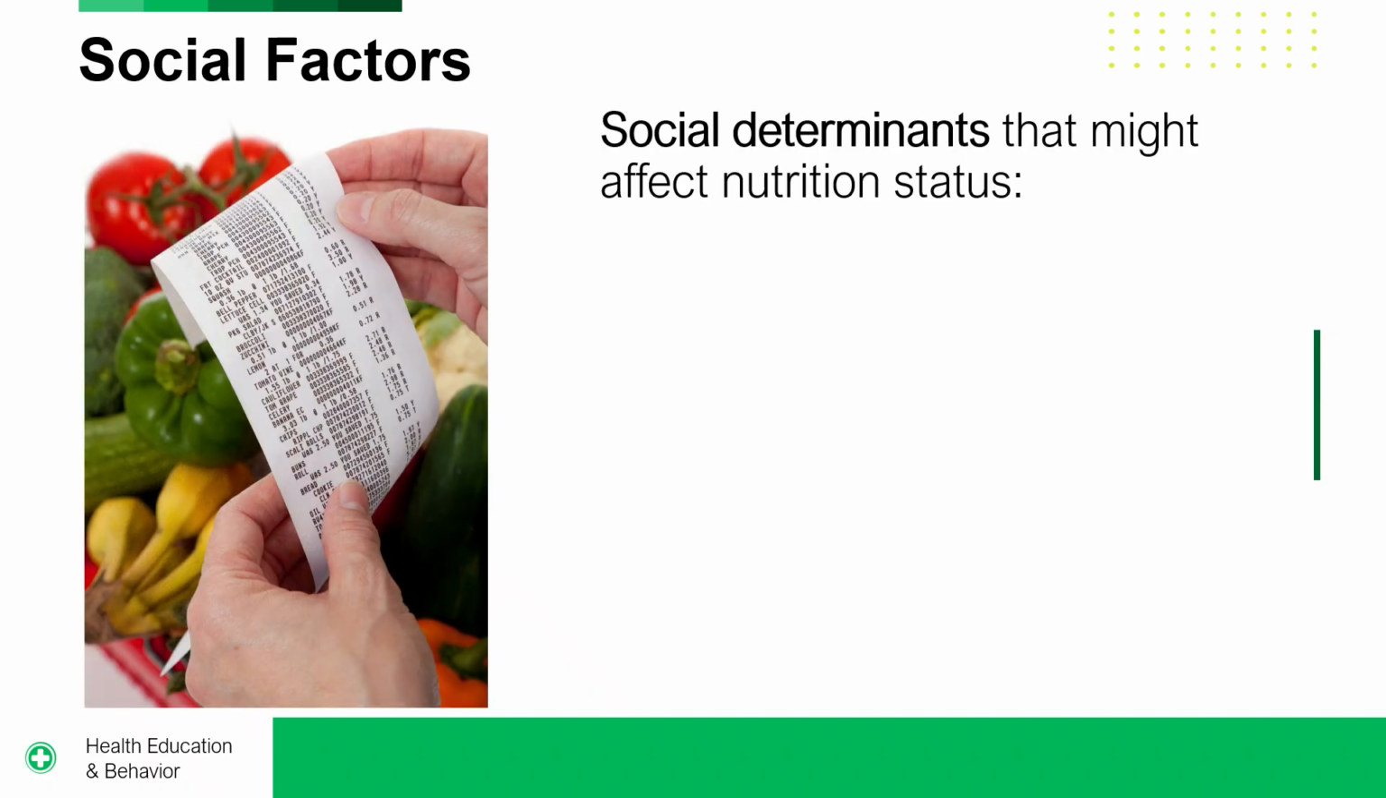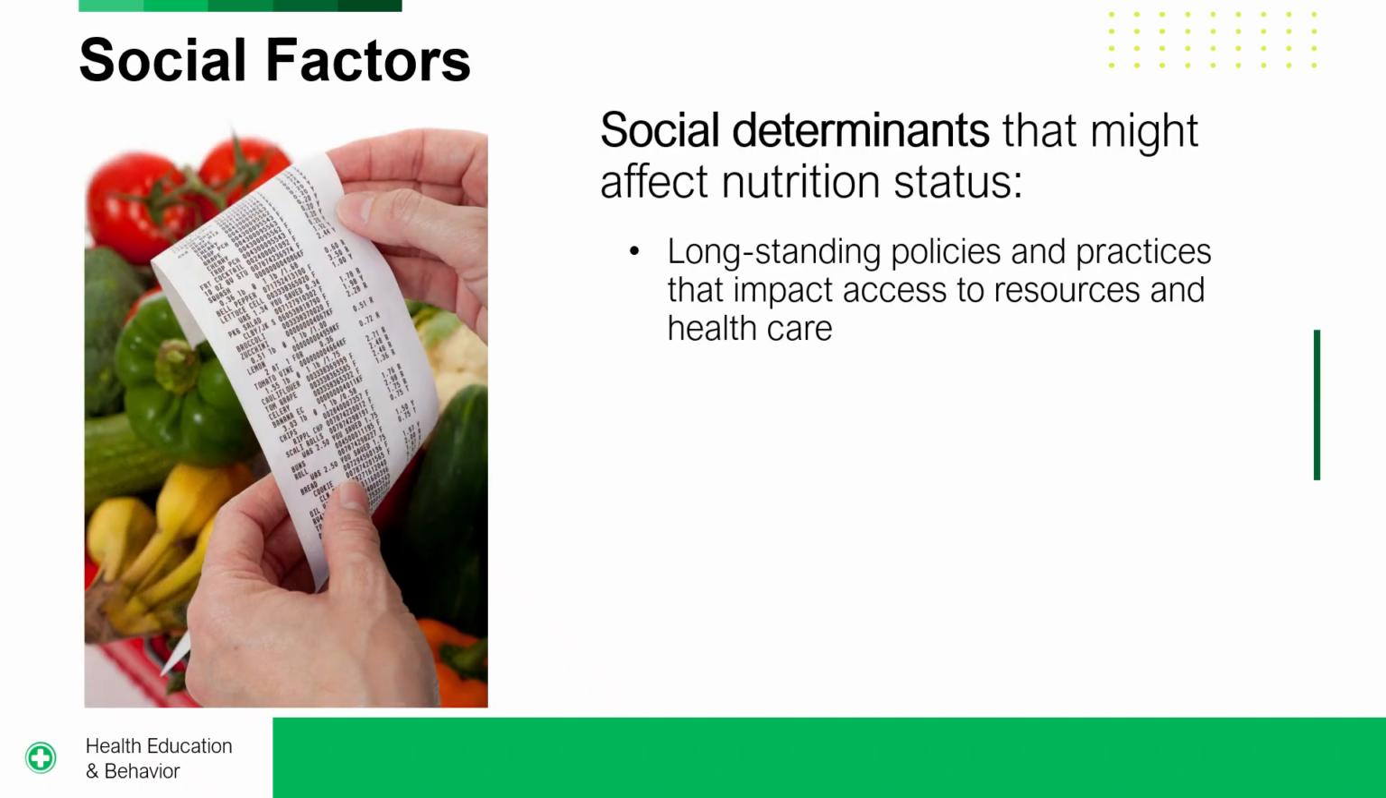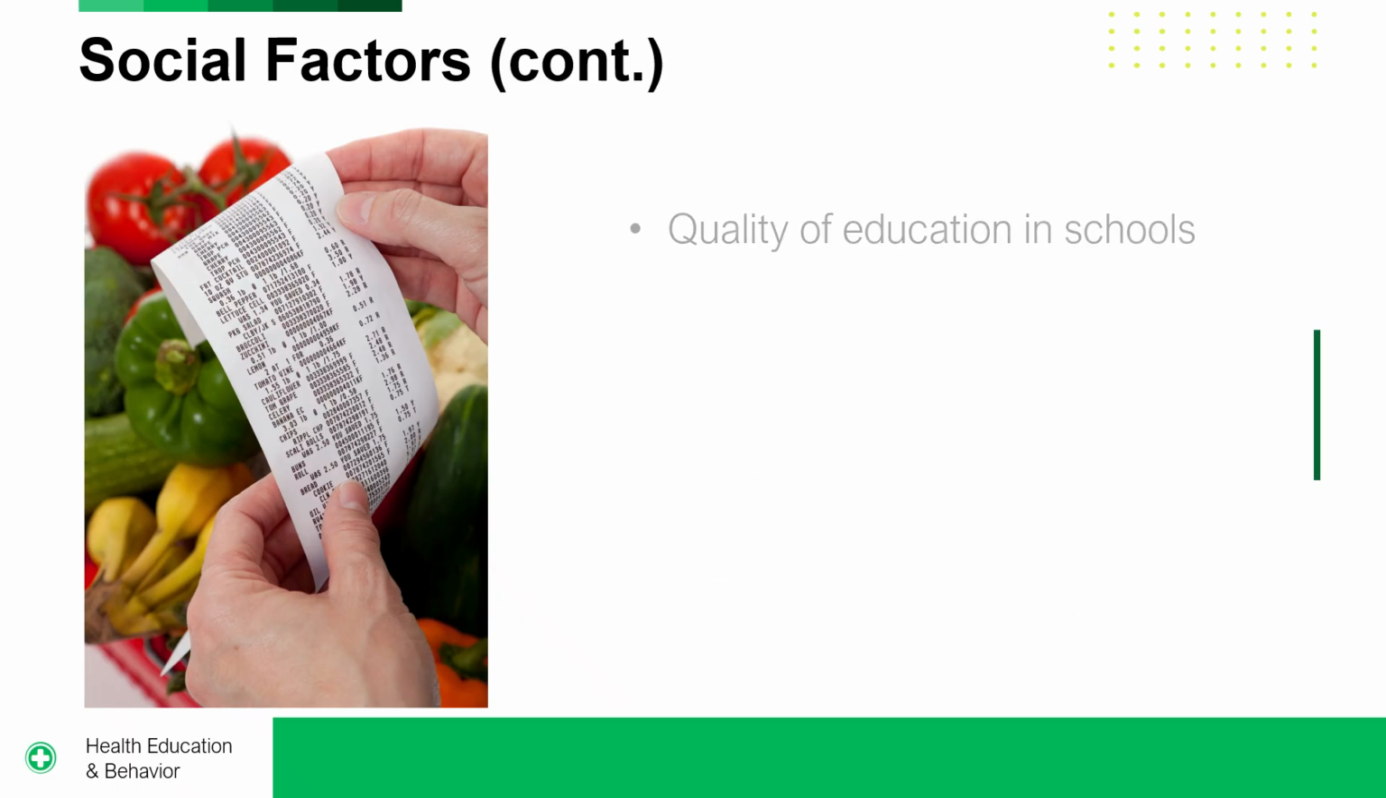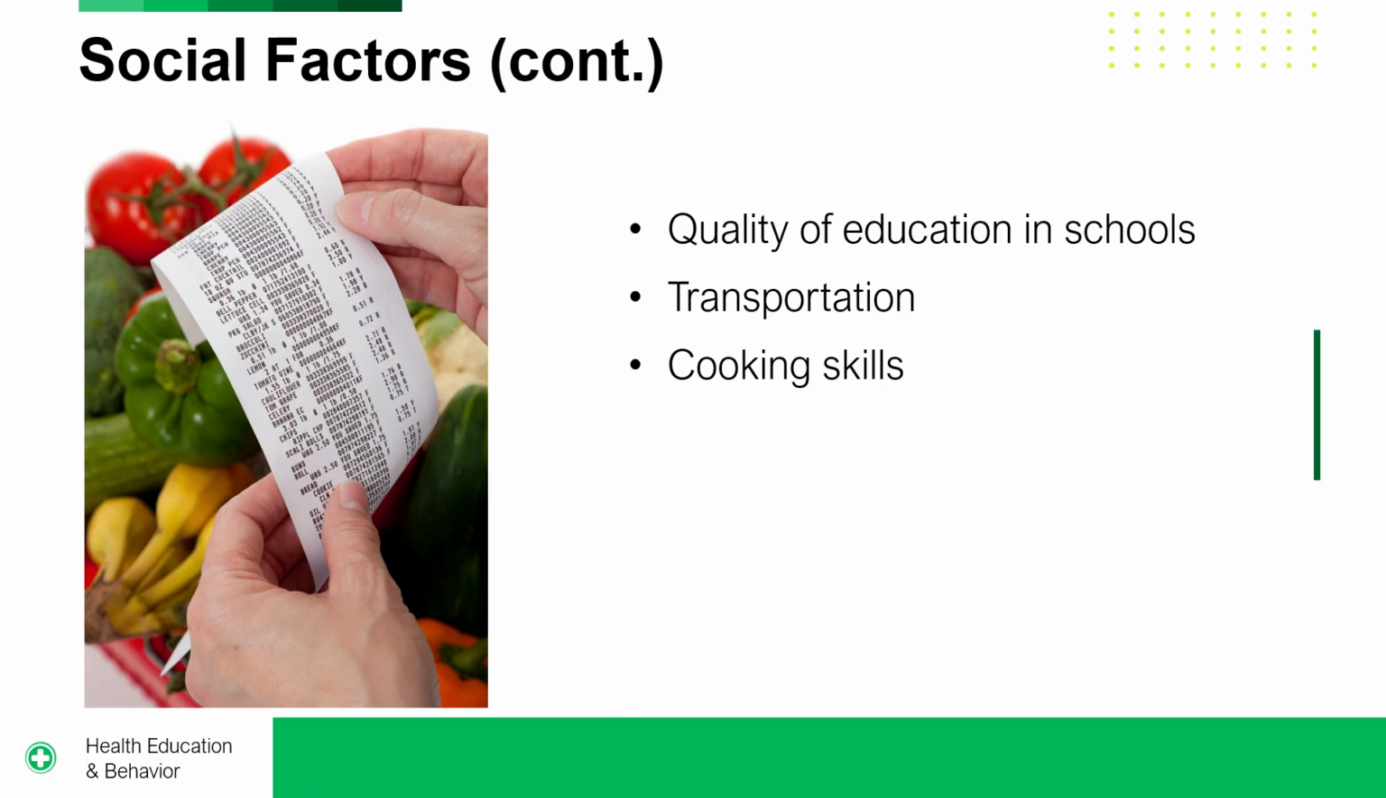Social factors that might affect nutritional status include long-standing practices and policies that impact access to resources and healthcare, low income, the cost of food, availability of and access to healthy foods, access to mass media and technology, the quality of education in schools, transportation, cooking skills, culture.